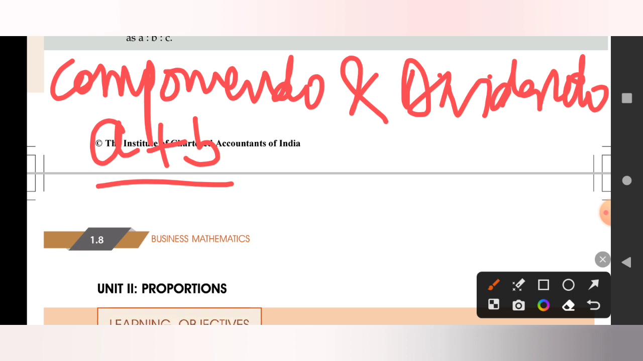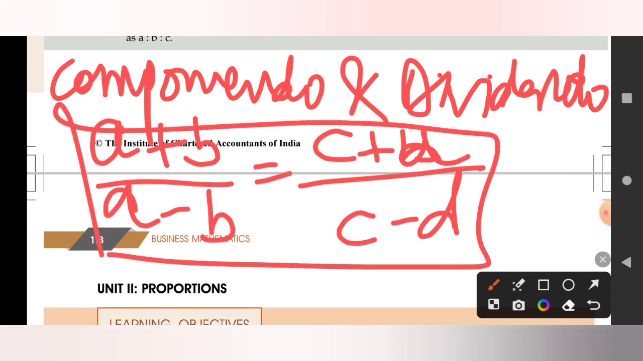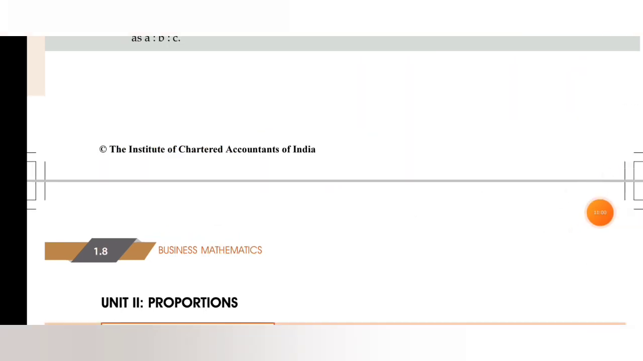combine both, then what do you get? You're going to get A plus B by A minus B, which is equal to C plus D by C minus D. So componendo, you add 1 to the original ratio, dividendo, you subtract 1 from the original ratio, and then you divide one by the other and you get this ratio. We will study it in detail.